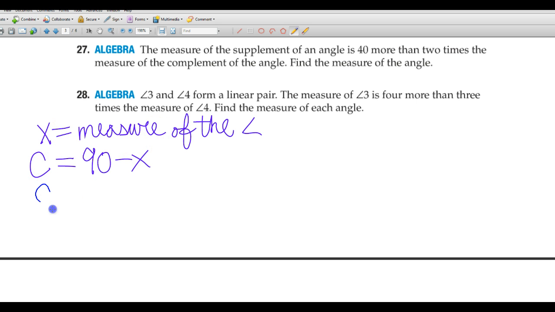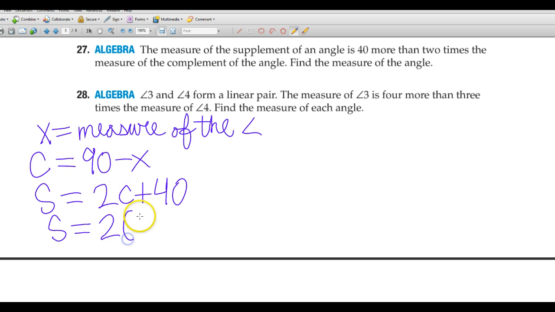And then the supplement, it says, is 40 more than 2 times the measure of the complement. So 2 times the complement plus 40 will be the supplement. So I can put this in terms of x, and s is equal to, where the complement is 90 minus x, so 2 times 90 minus x plus 40. Now I can set up my equation.